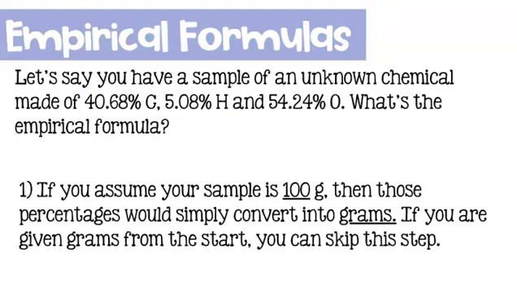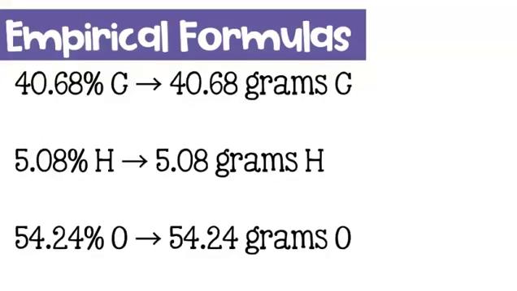So let's say you have a sample of an unknown chemical made of 40.68% carbon, 5.08% hydrogen, and 54.24% oxygen. What would the empirical formula be? Well, first, let's assume your sample is 100 grams. Then the percentages would simply convert into grams. If you are given grams from the start, we can actually skip this step. Means we have 40.68 grams of carbon, 5.08 grams of hydrogen, and 54.24 grams of oxygen.